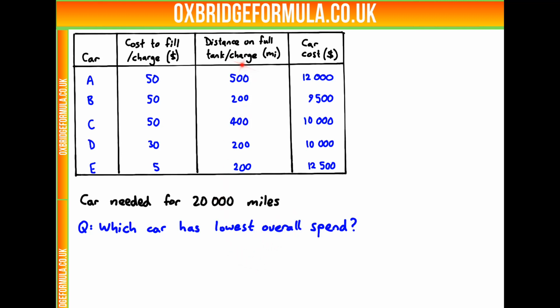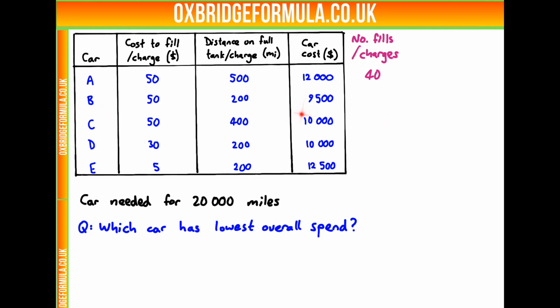Well, we know how many miles we can get out of each full tank or each charge. And so why don't we work out how many of these fills or charges we're going to need to travel these 20,000 miles. So for car A, the full tank or full charge will travel 500 miles. So how many will we need to travel all 20,000? 20,000 divided by 500 is the same as 200 divided by 5, which is 40.